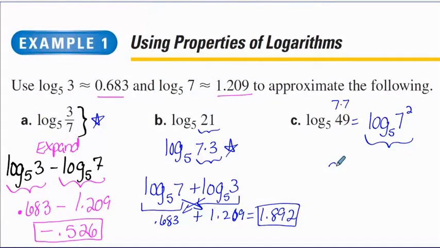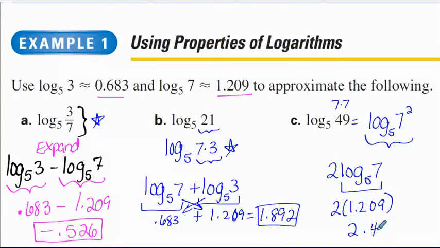We'll take that exponent of 2, bring it to the front as a coefficient, and we'll have log base 5 of 7. This value is equal to 1.209. And then finally, multiplied by 2 will be 2.418. Okay? So these 3 examples specifically were used to approximate the following questions. Okay? So here we go in the next problem.